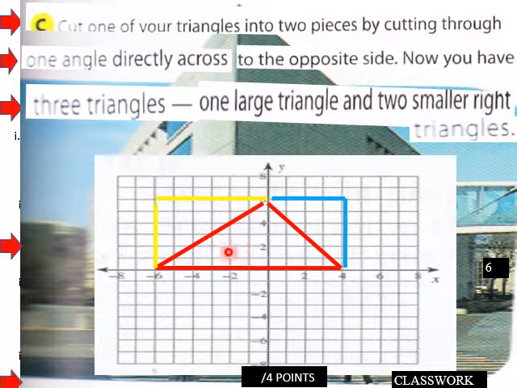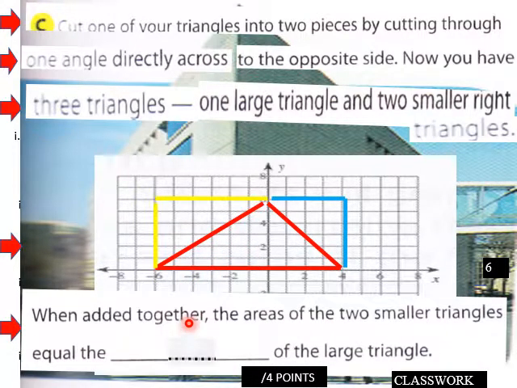So we got a triangle inside of a rectangle. So cut one of your triangles into two pieces. You got a triangle here, you got a triangle here, you got a triangle here. So you have three triangles. So cut one of your triangles into two pieces by cutting through one angle directly across to the opposite side. So you go something like that, or something like that.